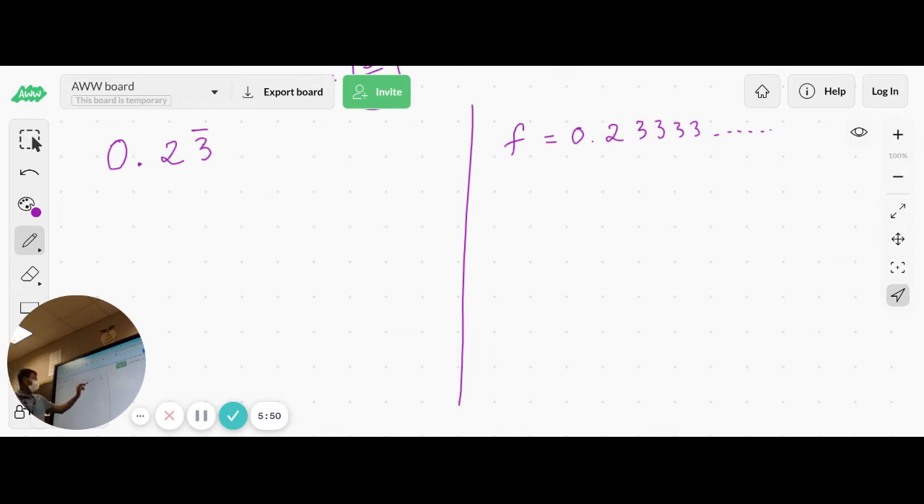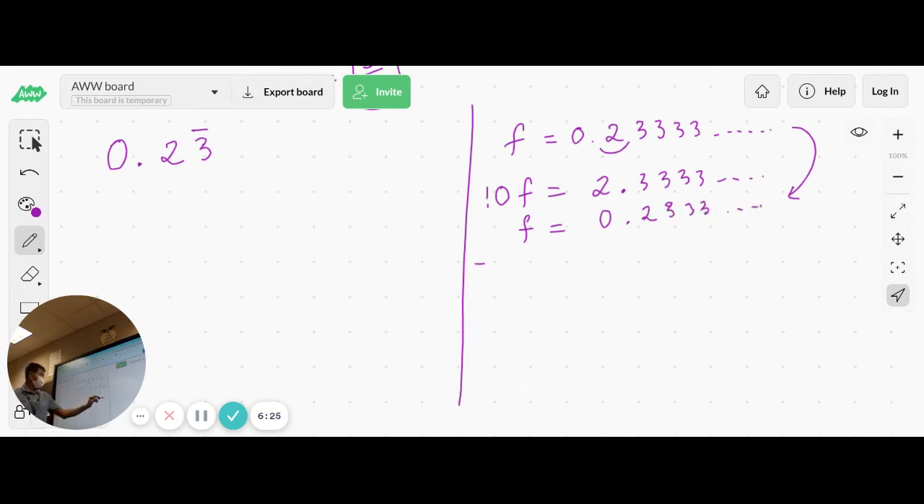Let f equal 0.23 repeating. 3 repeating means the 3 has to repeat, 3, 3, 3, and goes on. Since under the repeating I have only one decimal, I'm going to multiply by 10, just for the long method. I get 10f equals 2.333 repeating. I'm going to bring this one down again: f equals 0.2333 and so on. I'm going to subtract these two.